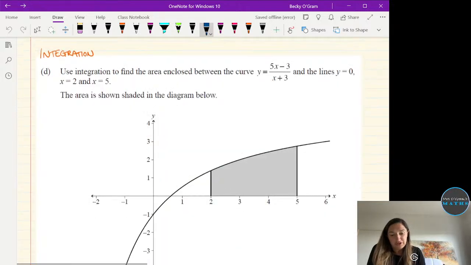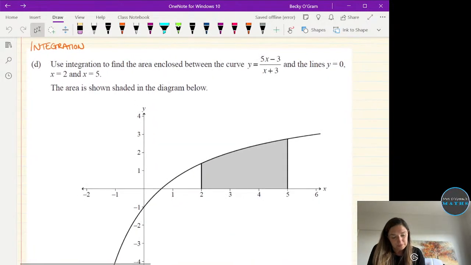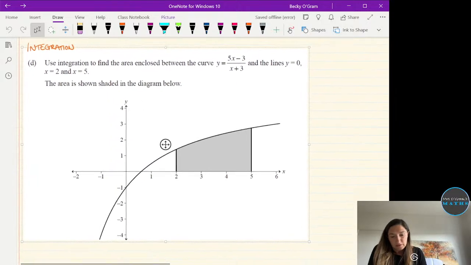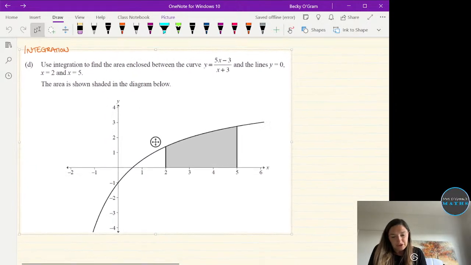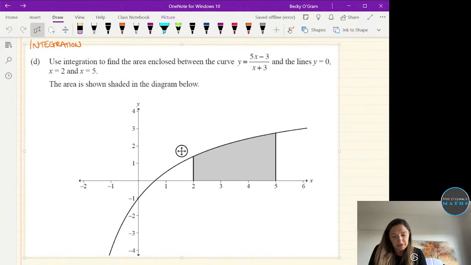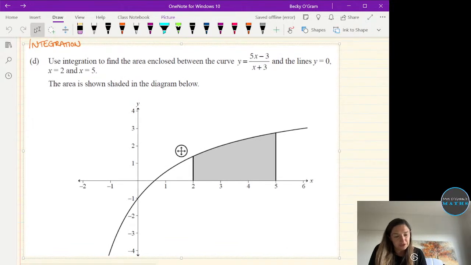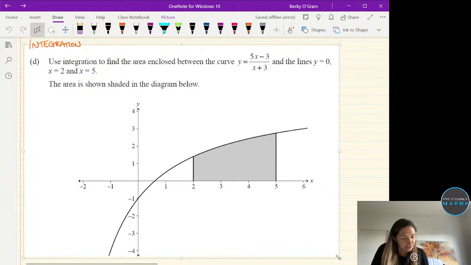Okay, on to integration. Okay, just get set up here. Right, here's our integration question. I'll just make it big and then I'll need to move that off the screen to be able to write in a second, or rather I'll shrink it down a little bit.